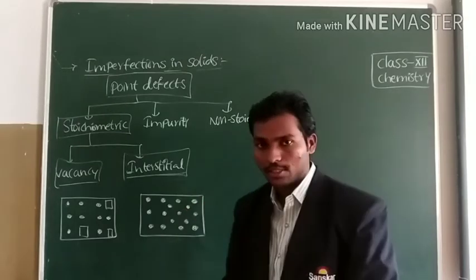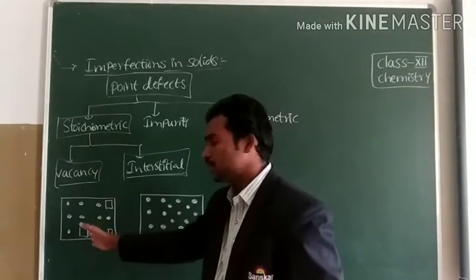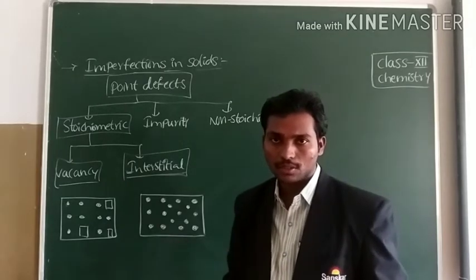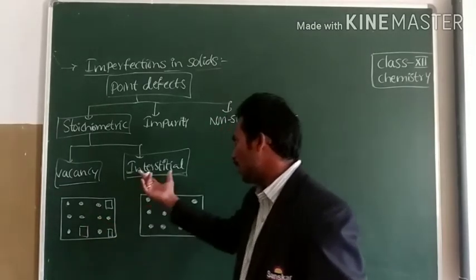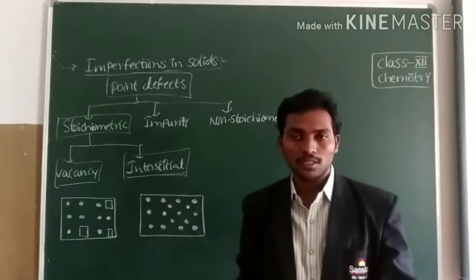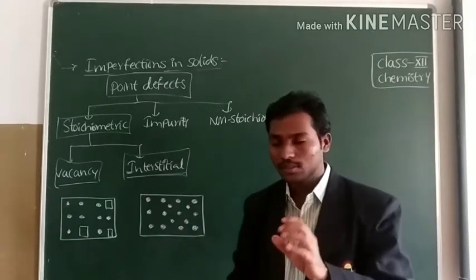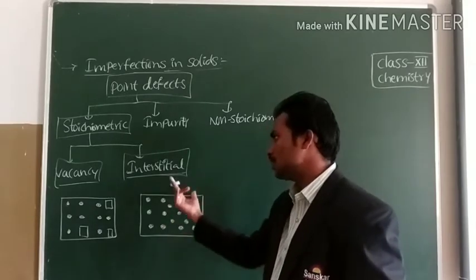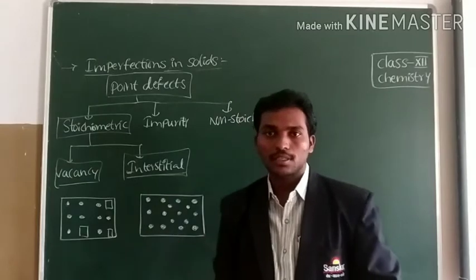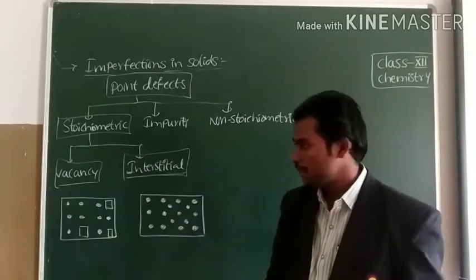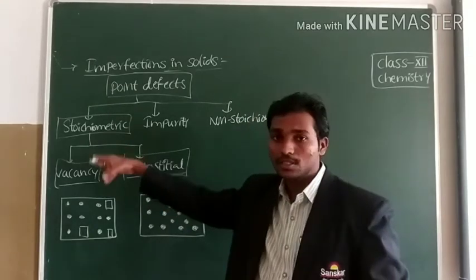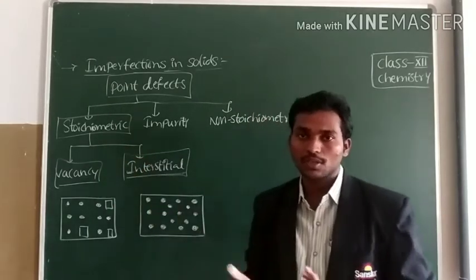This causes interstitial defect. This interstitial defect increases the density of the solid. I hope you understand, children. Vacancy defect is when some of the lattice points are vacant in the crystalline solid. And interstitial defect means some extra lattice points are located at the interstitial site, which increases the density of the solids. Remember, children, vacancy defect and interstitial defects do not disturb the stoichiometry of the crystalline solids.